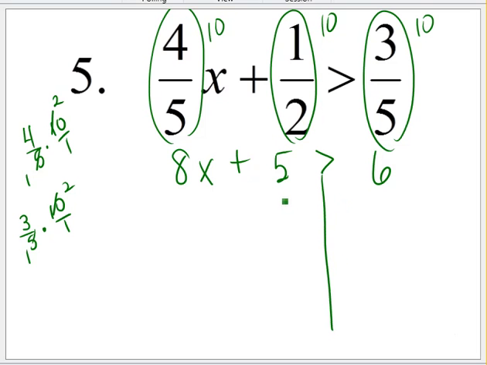I'm going to solve for x by putting a negative 5 on both sides. I get 8x is greater than 1. Divide by a positive 8, no need to flip the sign. X is greater than 1/8.